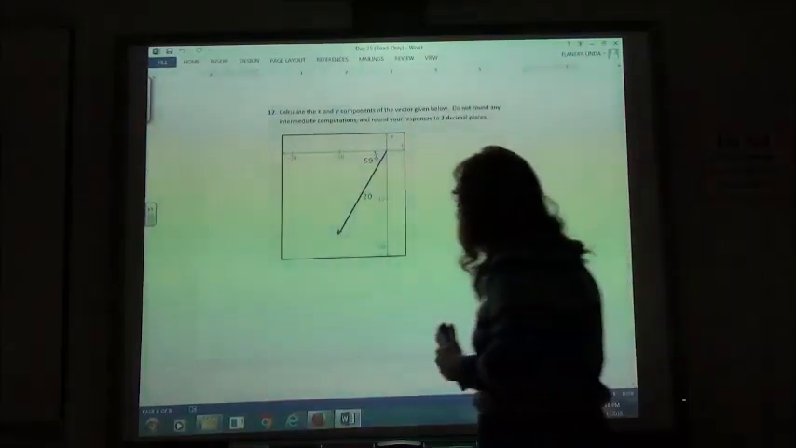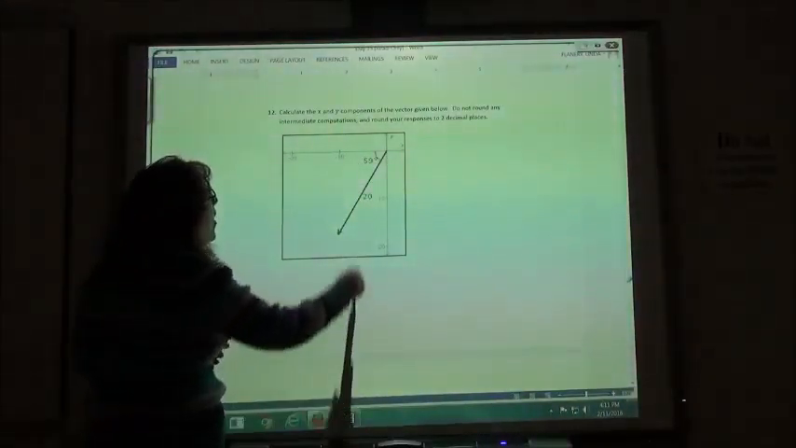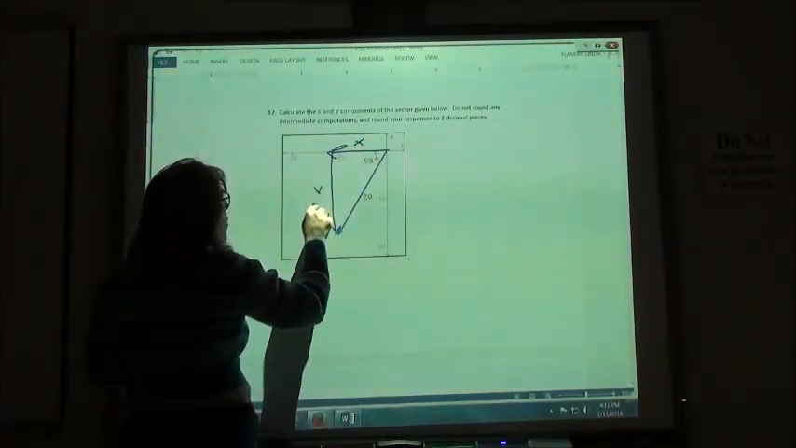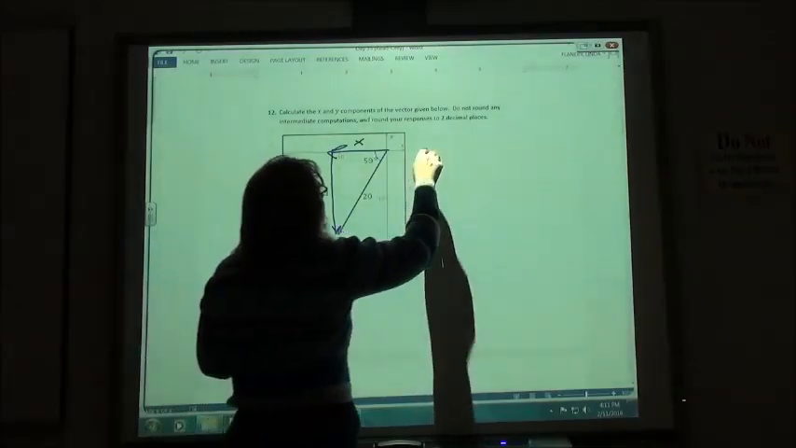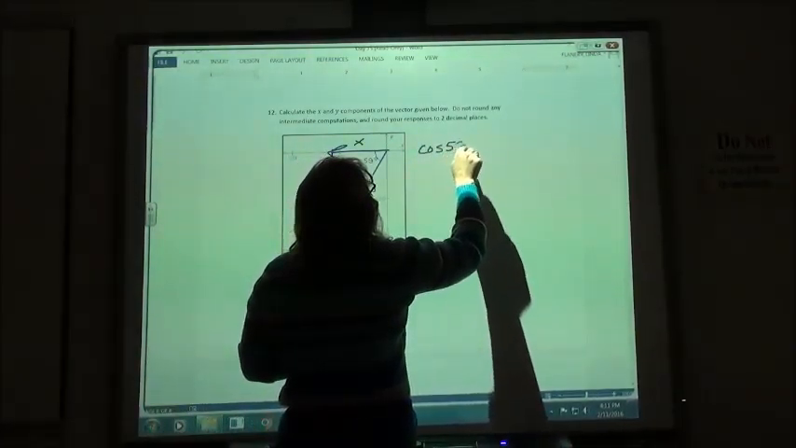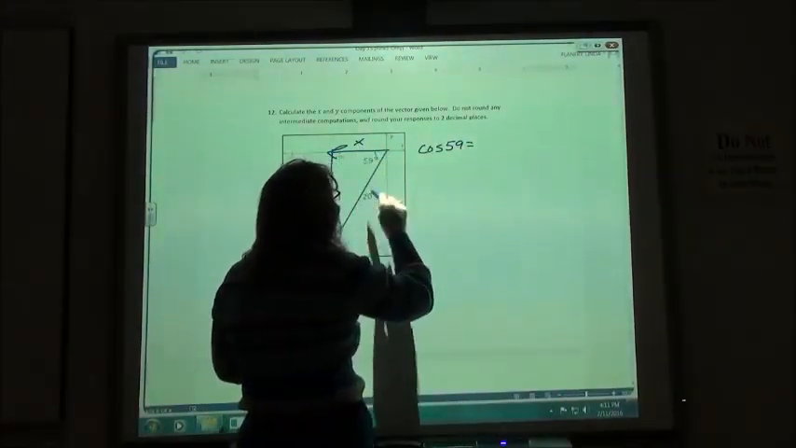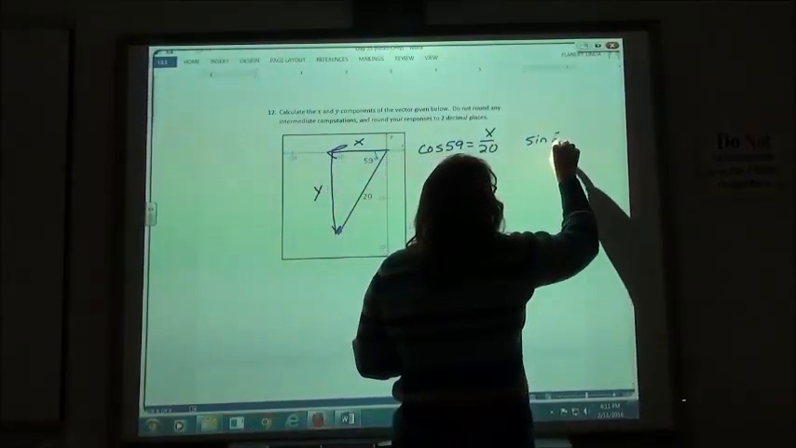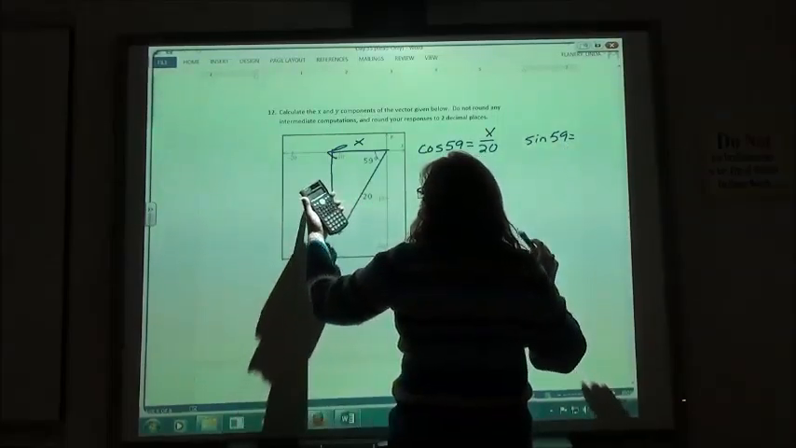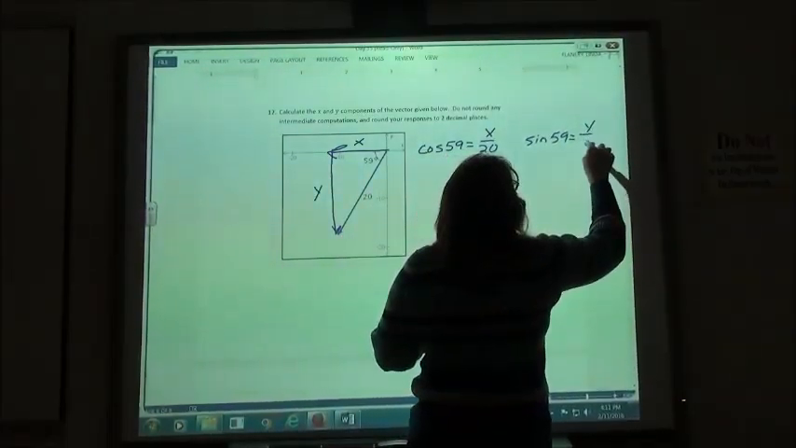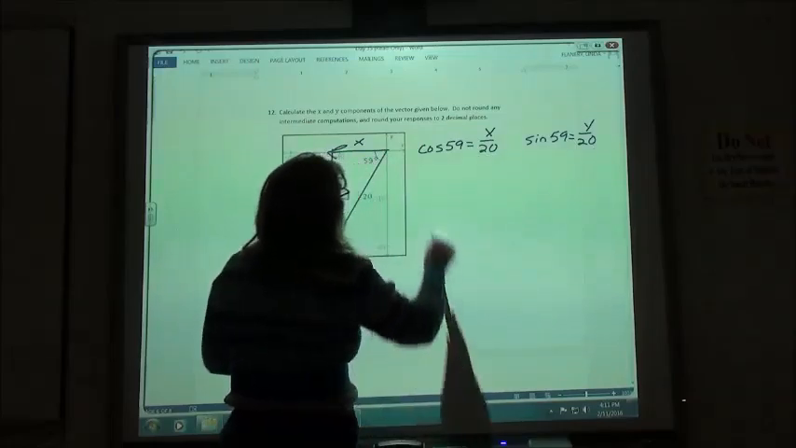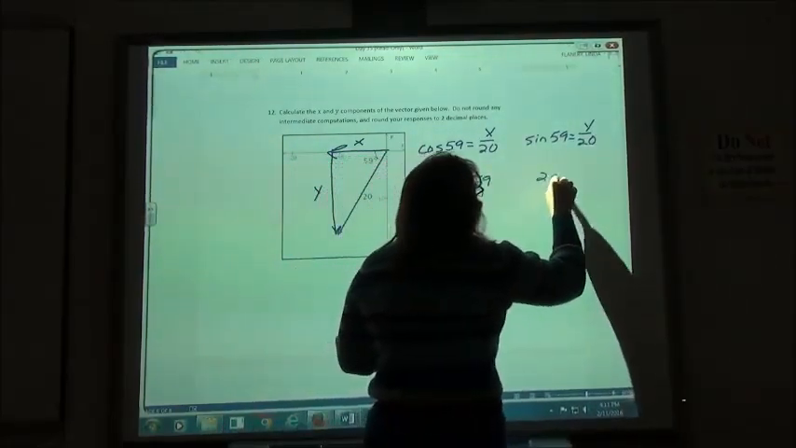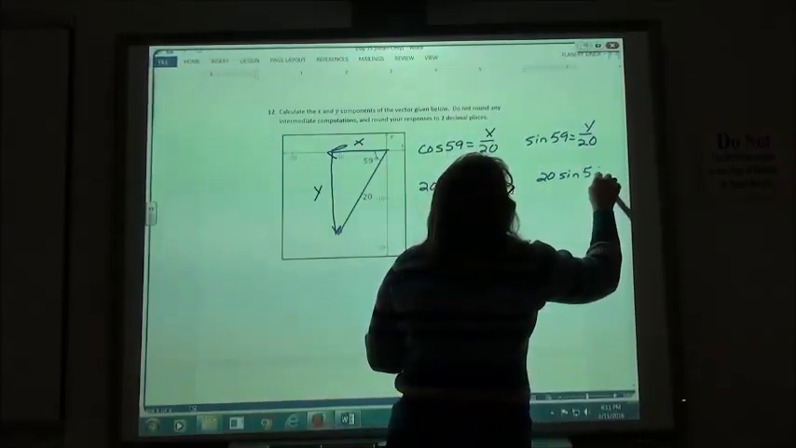Number 12, same kind of thing. I want to calculate my x and my y, so I'm going this way for my x, this way for my y. The cosine of 59 is going to equal the adjacent over the hypotenuse, so x over 20. The sine of 59 is going to equal the opposite over the hypotenuse, so y over 20. So 20 times the cosine of 59 and 20 times the sine of 59.